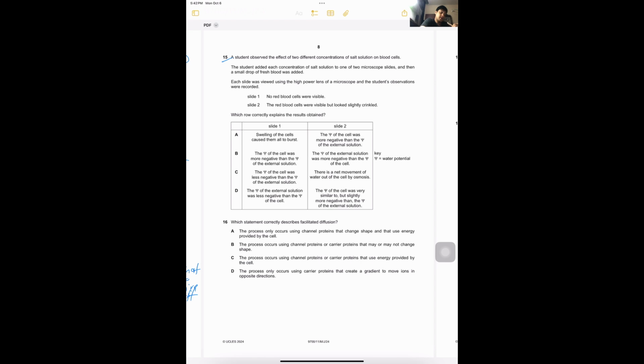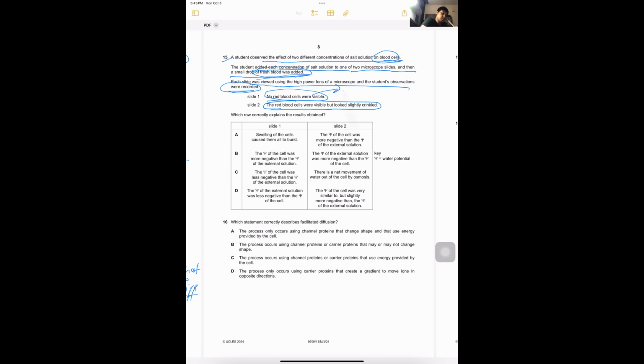Question 15. The student observed the effect of 2 different concentrations of salt solution on blood cells. The student added each concentration of salt solution to one of 2 microscope slides, and then a small drop of fresh blood was added. Each slide was viewed using the high power lens of a microscope, and the student's observations were recorded. No red blood cells were visible. The red blood cells were visible but looked slightly crinkled.